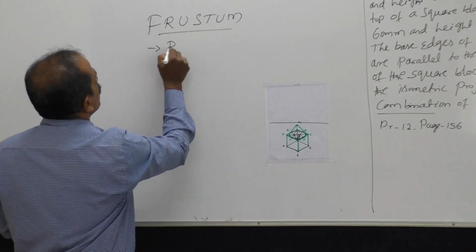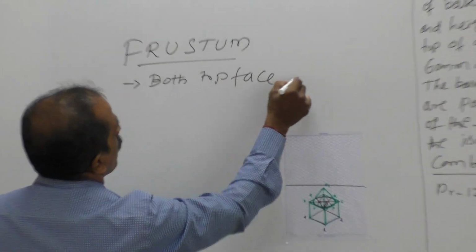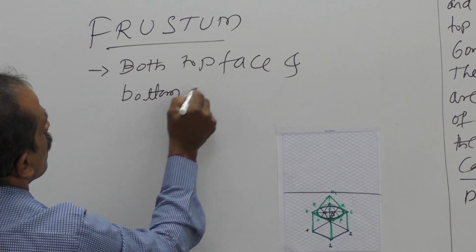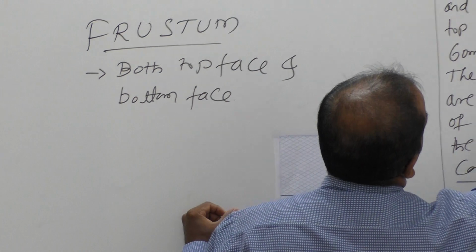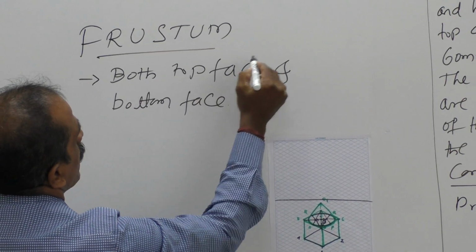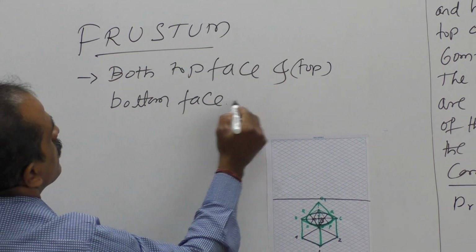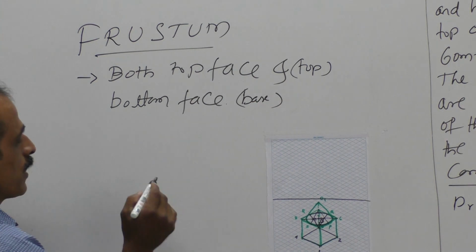where both the top face and bottom face are given, as mentioned here, as base side and top side. Where you can see this is the base side, and this is the top side. All are equal, that means parallel to each other.